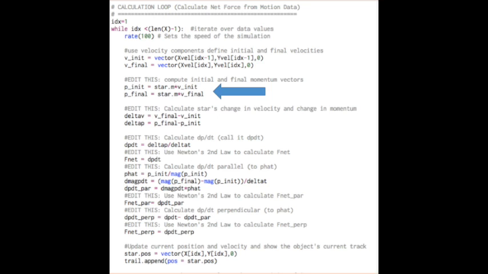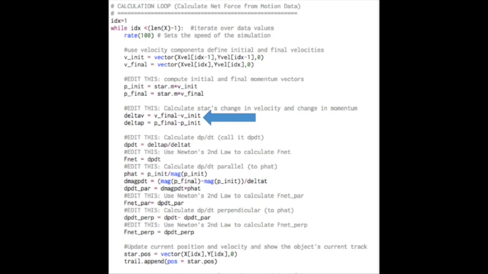By finding the velocity, we can then use the formula P equals mv to find the momentum of a star. Shown here, P initial equals the star mass multiplied by the initial velocity, and the final momentum equals the mass of the star multiplied by the final velocity. Now we have both the initial and final momentums of a star at a given time. By finding both of these values, we calculate the change in momentum and velocity as shown by delta V and delta P. We then use delta P to compute dP over dt, which by the momentum principle we know is also equal to F net, as shown in the opening of this lab report.